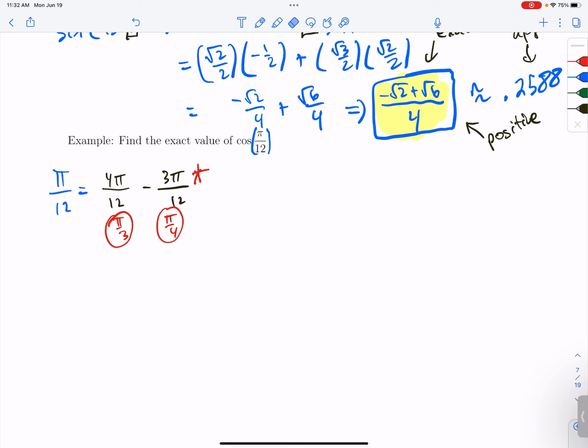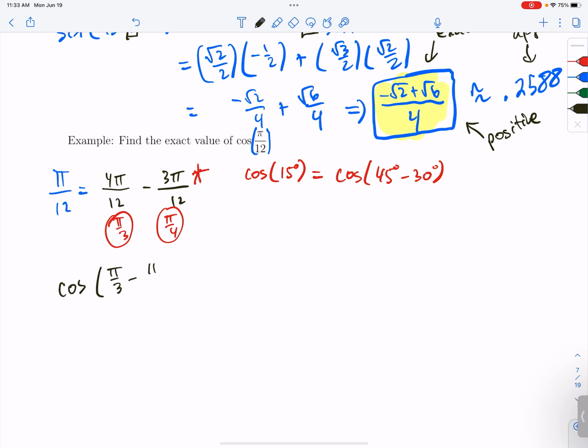Another way to go about this is to convert pi over 12 into degrees. That's going to be the same thing as cosine of 15 degrees. And if you work with this in degrees, sometimes it's easier because we can easily see that this is cosine of 45 degrees minus 30 degrees. And we could go about it that way. I'm going to do this one in radians, though, just so we see an example of this in radians. So cosine of pi over 3 minus pi over 4.